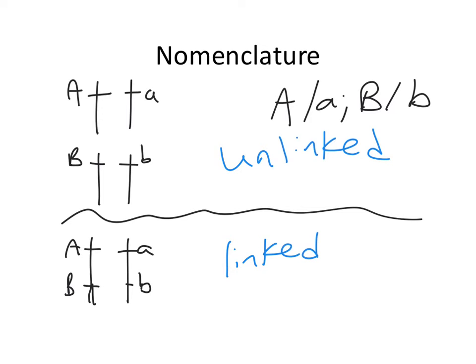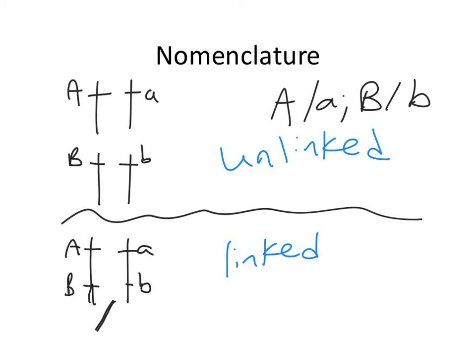Unfortunately, we have new nomenclature for linked genes. So you know that the slash separates alleles that are on the same chromosome. So we've got two different chromosomes, so there's going to be a slash that separates what's on one piece of DNA and what's on another piece of DNA.